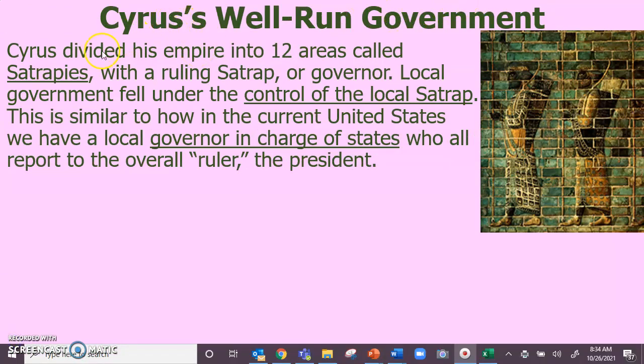Cyrus's well-run government. Cyrus divided his empire into 12 areas called satrapies, with a ruling satrap or governor. Local government fell under the control of the local satrap. This is similar to how in the current United States, we have a local governor in charge of states who all report to the overall ruler, who is actually the president.